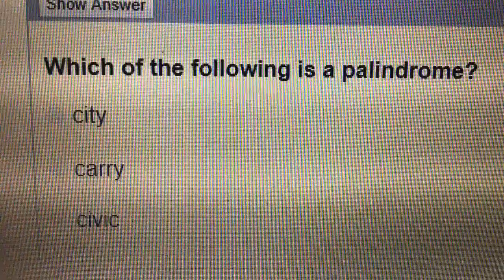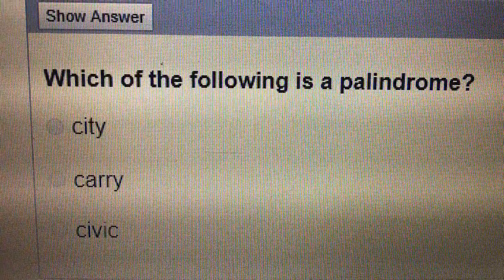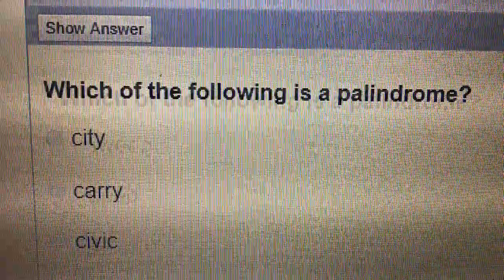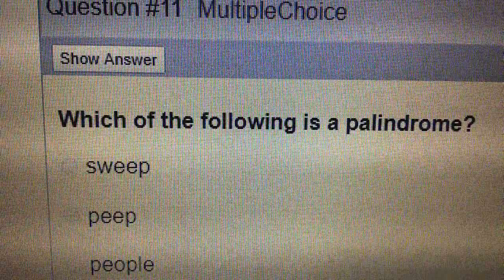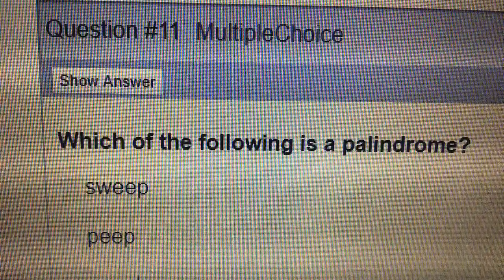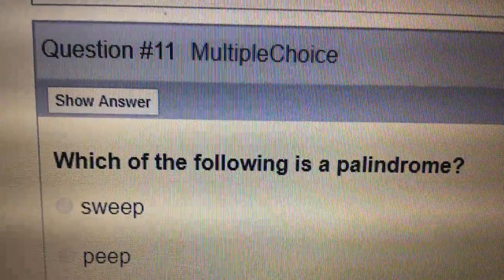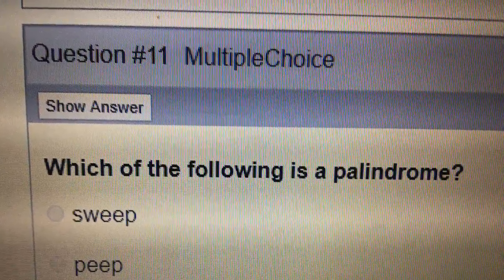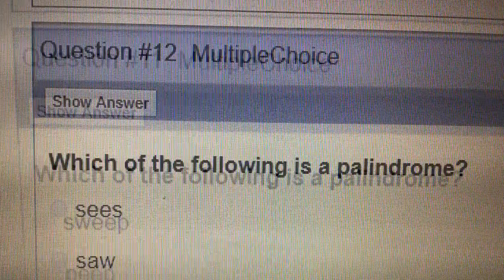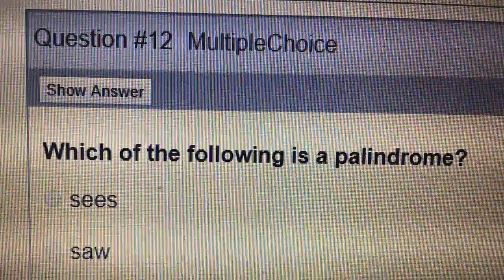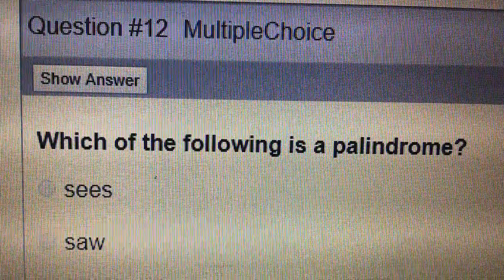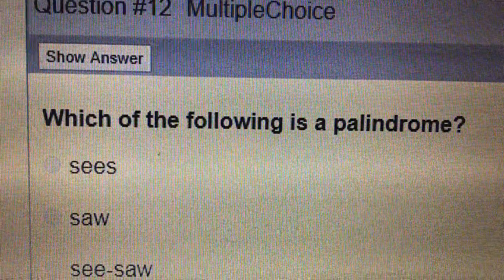Question 10. Which of the following is a palindrome? City, carry, civic. Question 11. Which of the following is a palindrome? Sweep, peep, people. Question 12. Which of the following is a palindrome? Sees, saw, seesaw.